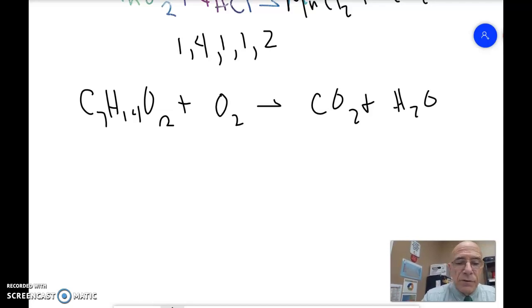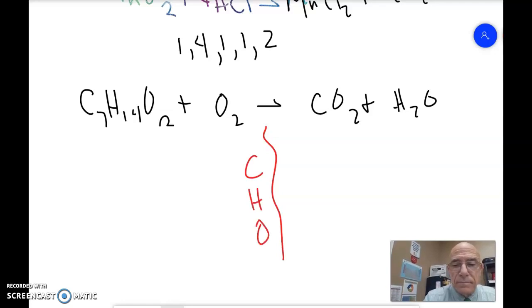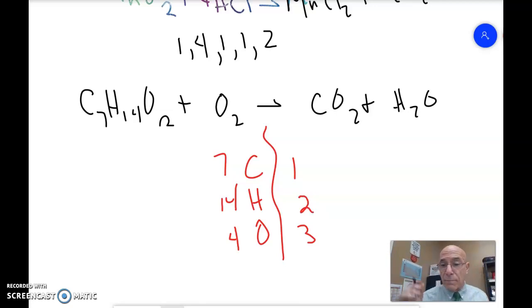Now, if we do our inventory here, you'll see it's all carbon, hydrogen, and oxygen. And on the left-hand side, 7 carbons, 14 hydrogens, and 4 oxygens. On the right-hand side, 1 carbon, 3 oxygens, and 2 hydrogens. And when I look at this, the obvious place to start is carbon. On combustion reactions, always save oxygen for last and start with carbon.